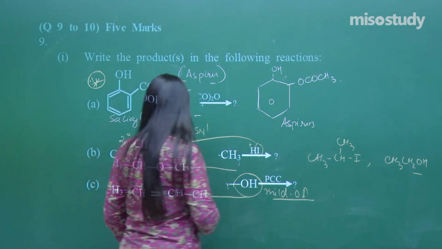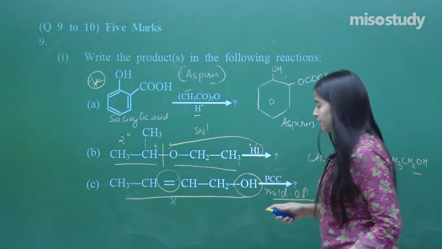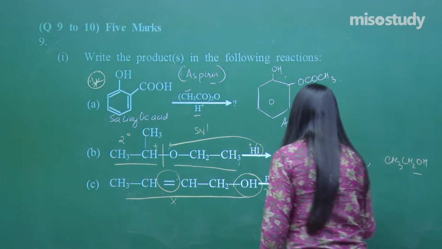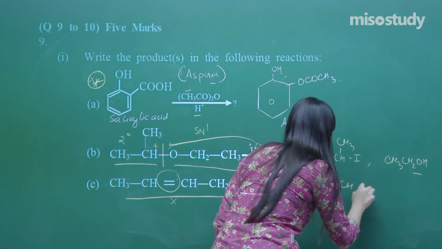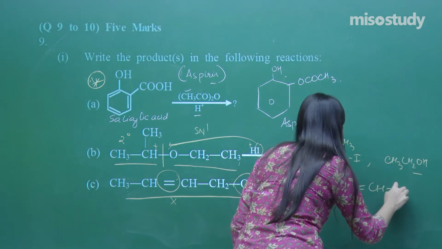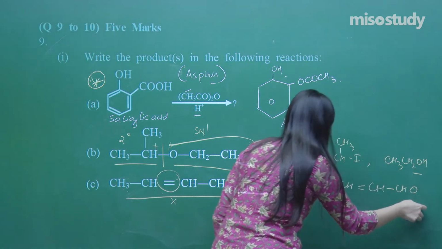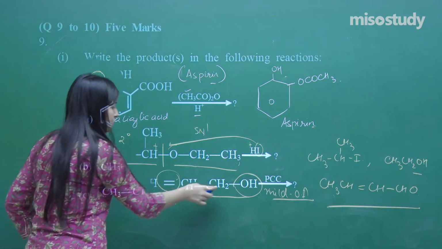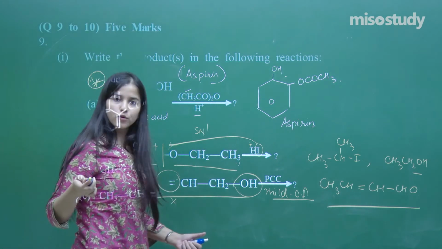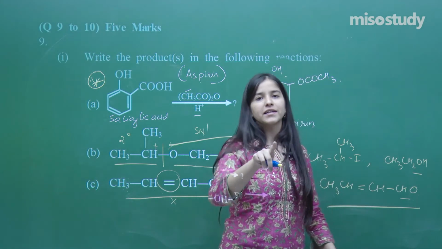Fine. So what do I get is, how many carbons are there? 1, 2, 3, 4, 4 carbons. Fine. So the product will be this. This 4 carbons, right? 1, 2, 3, 4. Yes, 4 carbons. And the last carbon getting converted from alcohol to aldehyde.